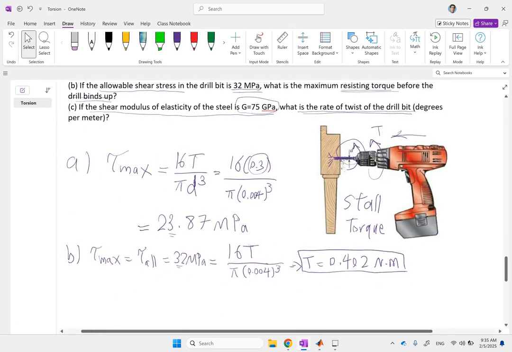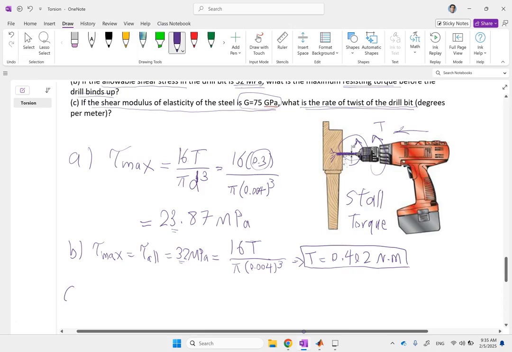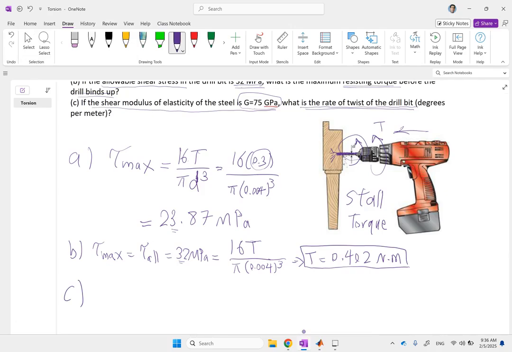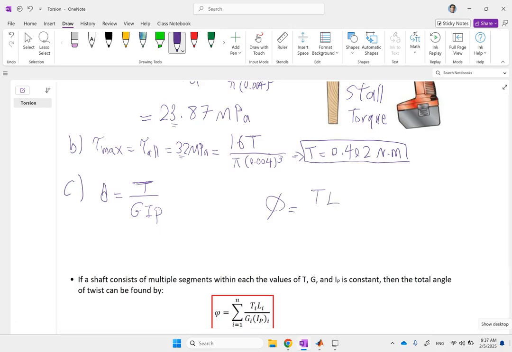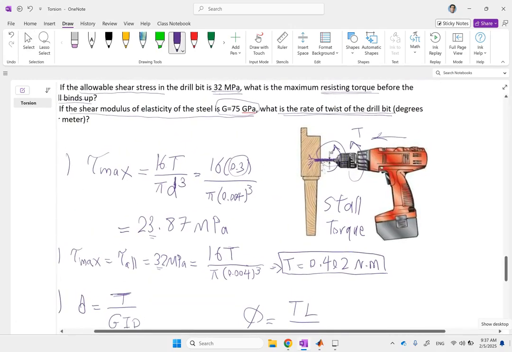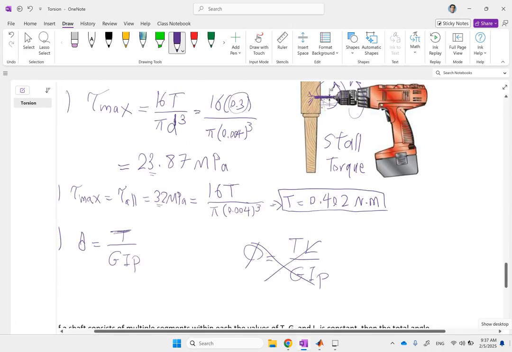Okay, now for part C, it is asking for theta, and we can also find phi. So theta was T over GIP, and phi was theta times L, which is TL over GIP. Now in this case, the L is not given. The length of this guy is not given, and by the way, it's variable as you drill into the part. So we cannot calculate this because L is not given, but we can calculate this guy, T over GIP.